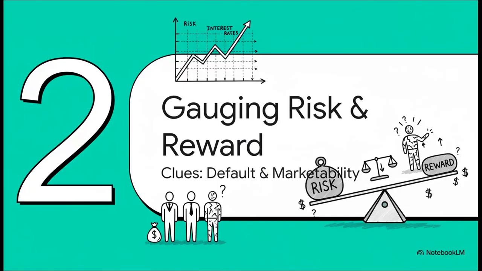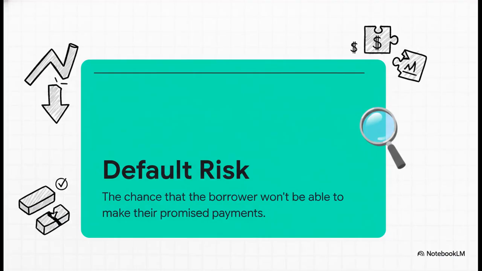All right, so we've cracked the code on time, but that's only one piece of the puzzle. Let's move on to our next set of clues. And this one gets to the absolute heart of all investing, risk versus reward. This brings us to default risk. And in plain English, that's just the chance that the borrower, well, won't pay you back. U.S. Treasury bonds are considered to have basically 0 default risk. But a corporation?